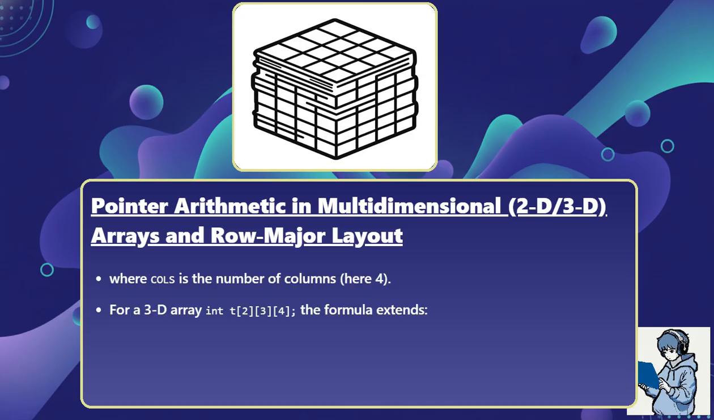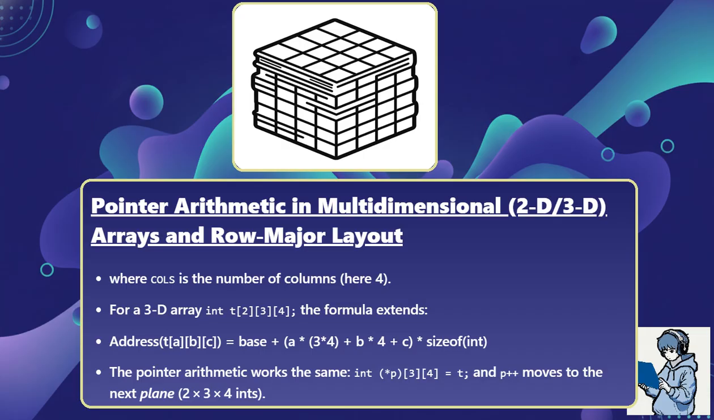columns, here 4. For a three-dimensional array, int t[2][3][4], the formula extends. Address(t[a][b][c]) = base + (a * (3 * 4) + b * 4 + c) * sizeof(int). The pointer arithmetic works the same. int (*p)[3][4] = t; and p++ moves to the next plane, 2 times 3 times 4 ints.